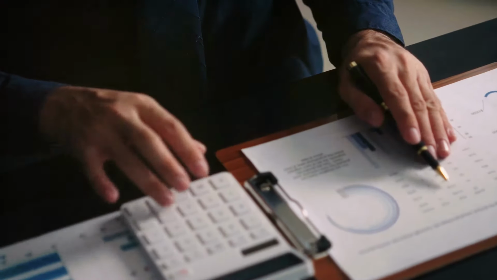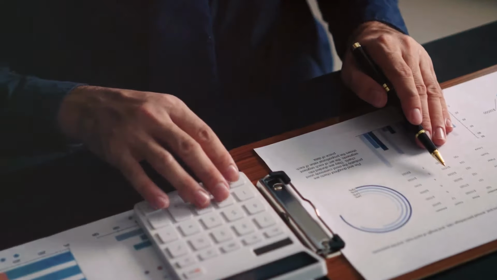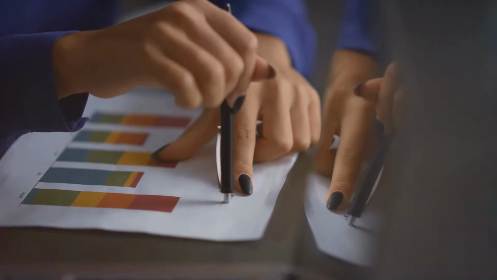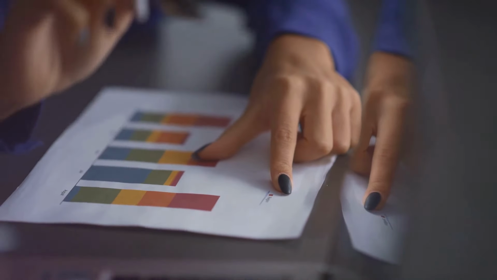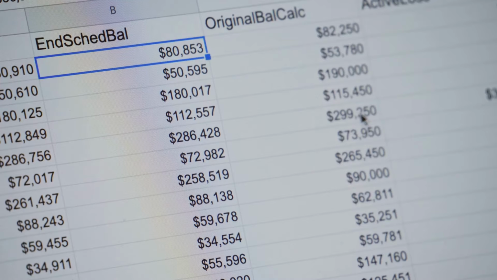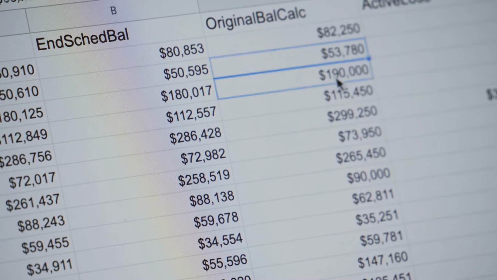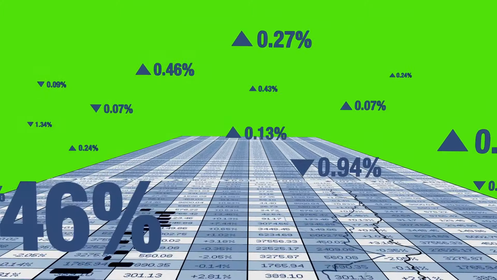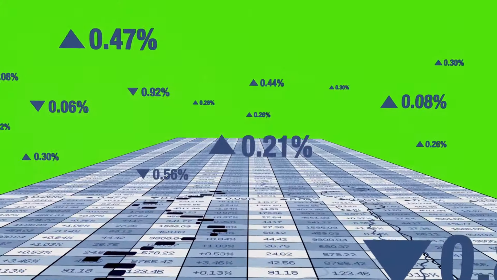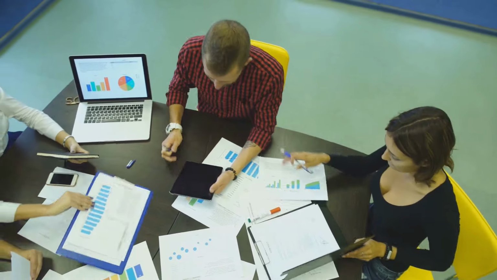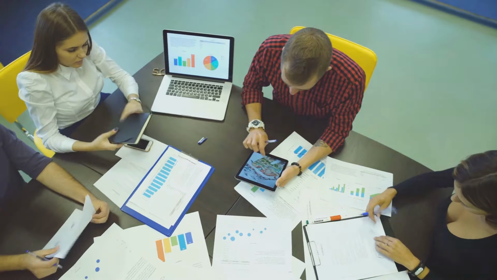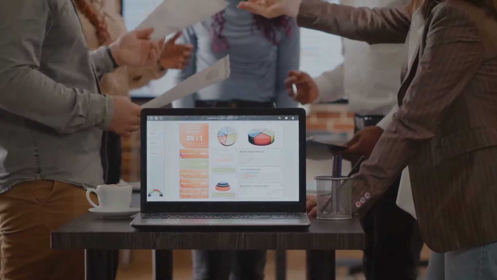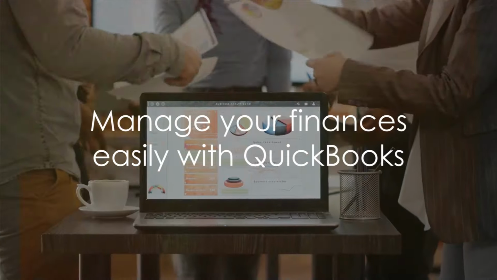These can help you understand your company's profitability over a specific period. Balance sheets, on the other hand, give an overview of your company's assets, liabilities, and equity at a specific point in time. And then we have cash flow statements, which track the flow of cash in and out of your business. Each of these reports provides valuable insights that can help guide your business decisions. They can reveal trends, highlight opportunities, and even identify potential issues before they become significant problems. With QuickBooks, managing your finances is just a few clicks away.